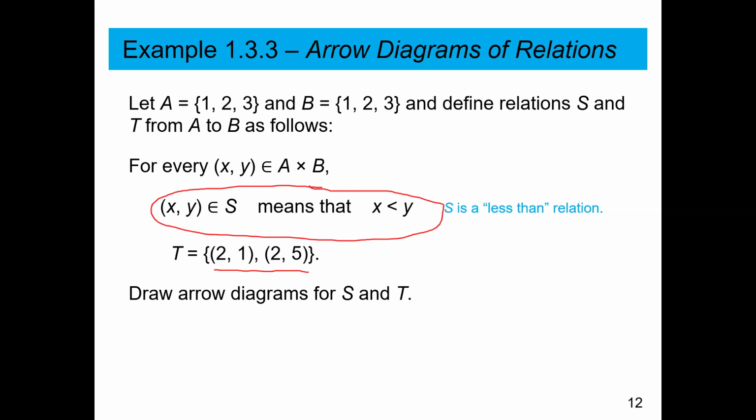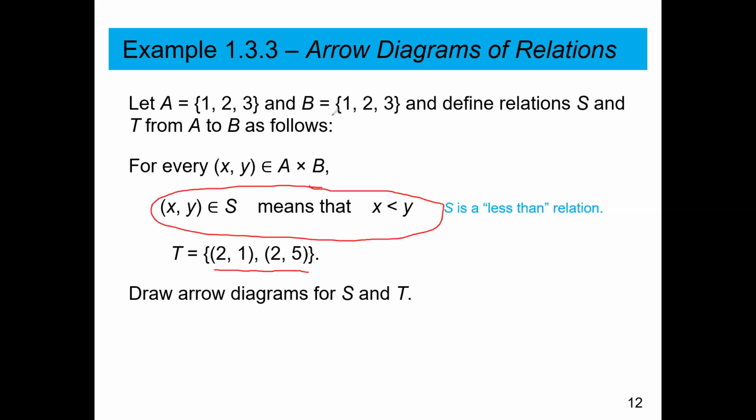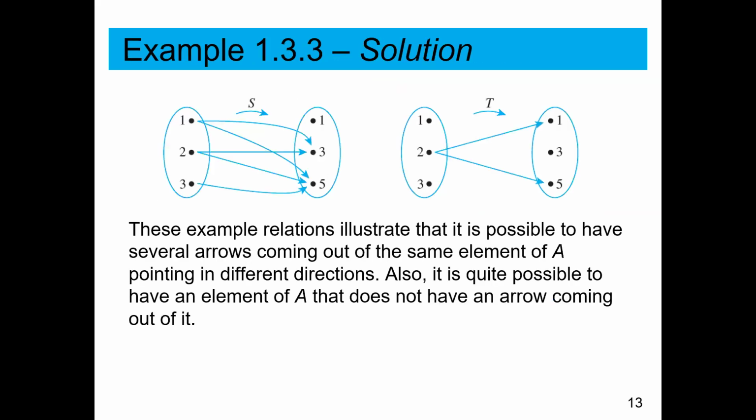If I create the arrow diagrams of this, I notice there's a slight problem. My B set should be slightly different. I actually did it as {1, 3, 5}, as your textbook did. So it's a little bit off here, but we'll go with it anyways. Notice 1 is less than 3 and 5, so it goes to both of them. 2 is less than 3 and 5, so it goes to them, but 3 is only less than 5. Similarly, 2 goes to 1 and 5 because that was exactly what was defined for it.